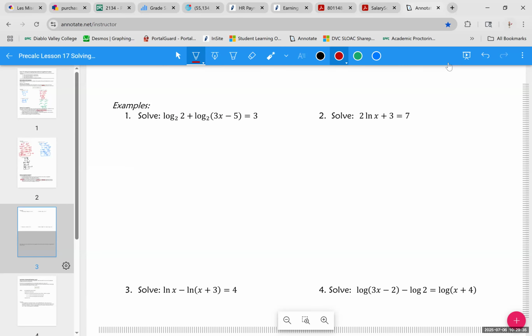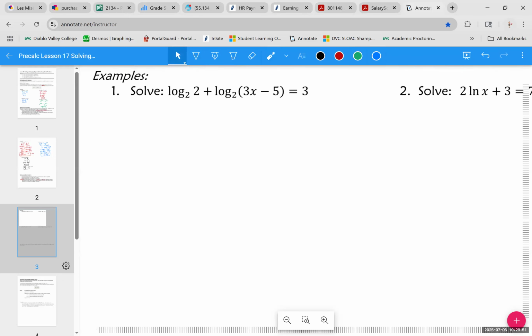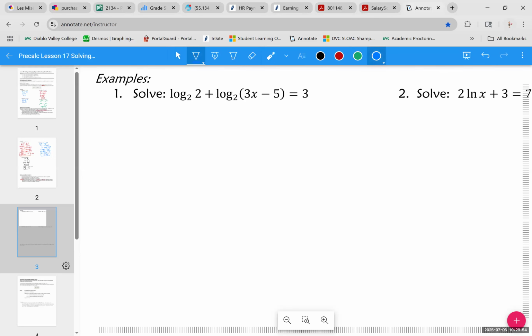All right, so let's go through a few of these. Let's start with number 1. I've got a log base 2 plus another log base 2. So my goal is to rewrite this as one logarithm. Since I'm adding, my properties of logs tell me that I will multiply those two things. So it'll be log base 2 of 2 times 3x minus 5. So I can multiply that out.